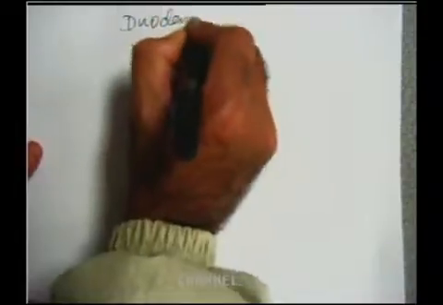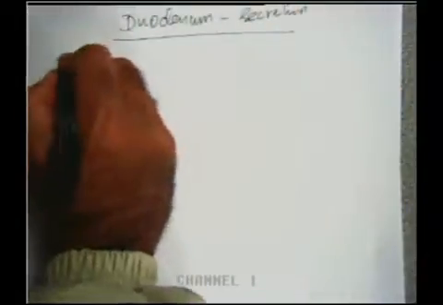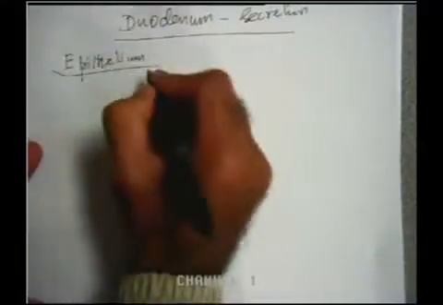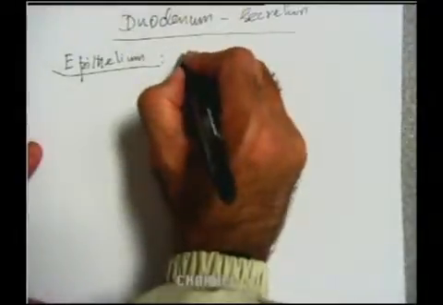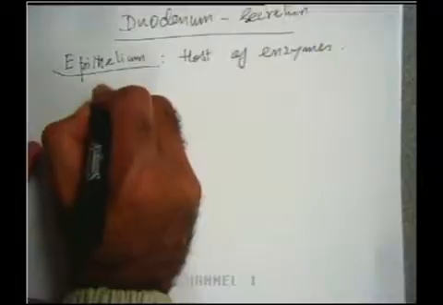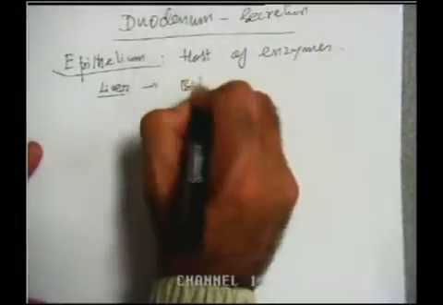Again, we will go on to the next part, what happens in the duodenum. What is the function of the duodenum? Secretion. Secretion is the function. Okay. The epithelial tissue, the epithelium in this duodenum, has got a lot of enzymes. They are a host of enzyme secretions.